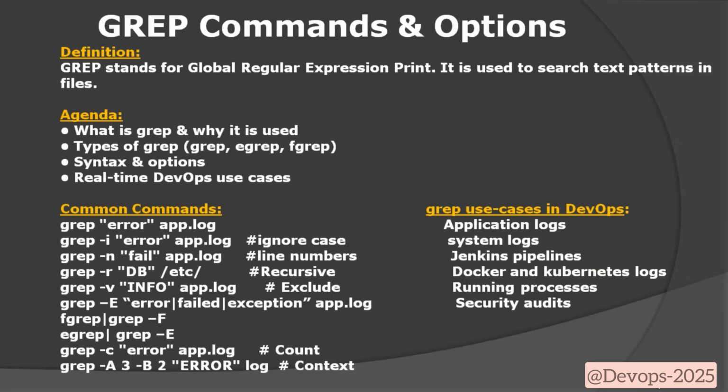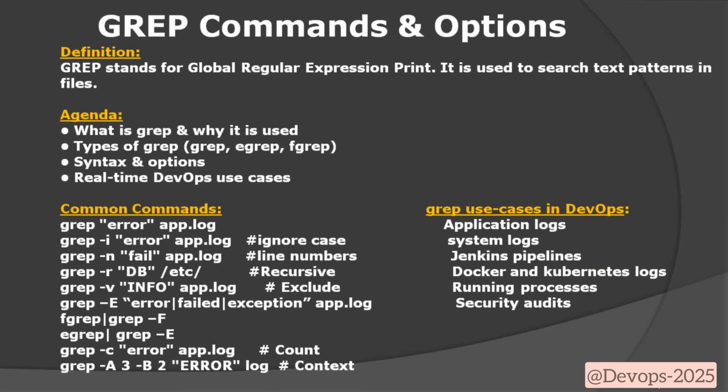And then we'll see where grep can be used in DevOps. In our day-to-day activities, we are working with multiple applications and tasks in DevOps. In that, we use it to find particular patterns or keywords from application logs, system logs, running processes, Jenkins pipelines, Docker containers, and Kubernetes pods. Pretty much everywhere in production, we use grep to filter the required input.